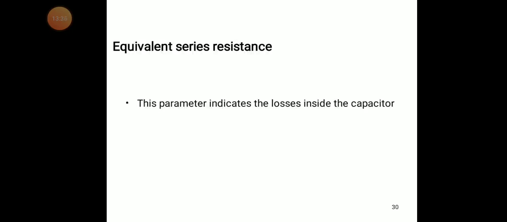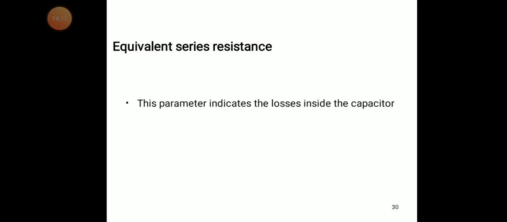The next one is the equivalent series resistance. This parameter indicates the losses inside the capacitor due to material opposition, or due to the type of material used in manufacturing the leads. All of those give the losses inside the capacitor.